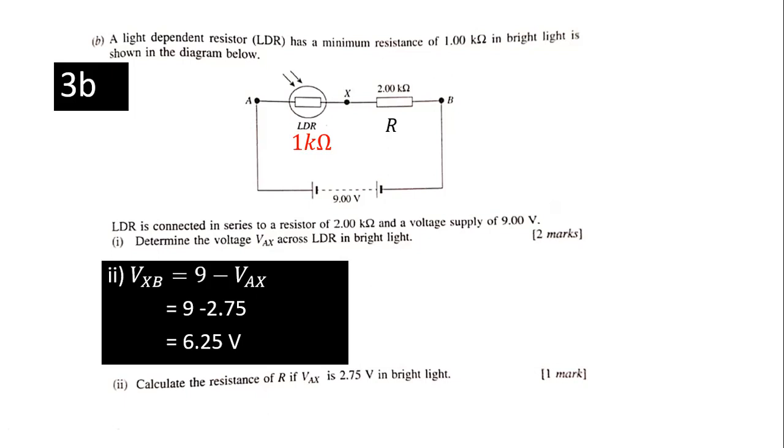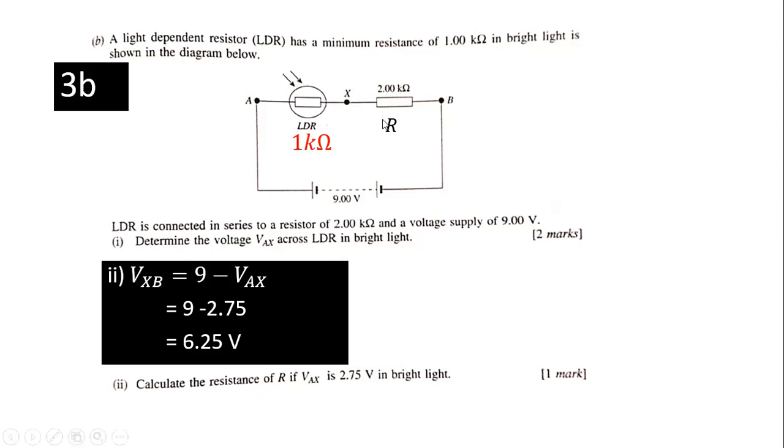1 over R plus 1 times 9. 1 over R. Huh? How to get the equation? No, R. Because we know VAX is actually 2.75, right? So yeah, 2.75 equals 100 over R plus 100 times 9.